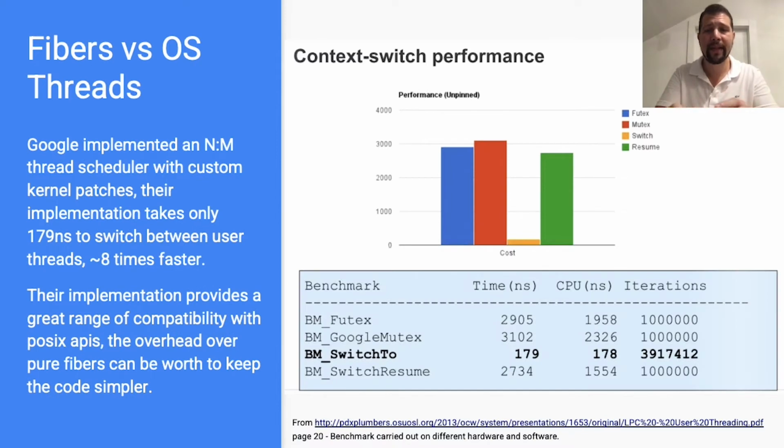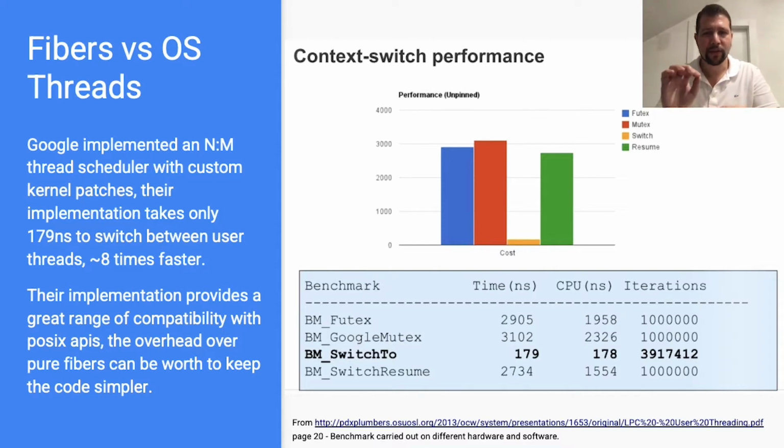Google implemented their own end-to-end scheduler with custom kernel patches quite a while ago. There is an interesting presentation about it. Their implementation takes about 180 nanoseconds. It's still 8 times faster than the kernel scheduler, although much slower than a fiber, but it also allows cooperative scheduling.